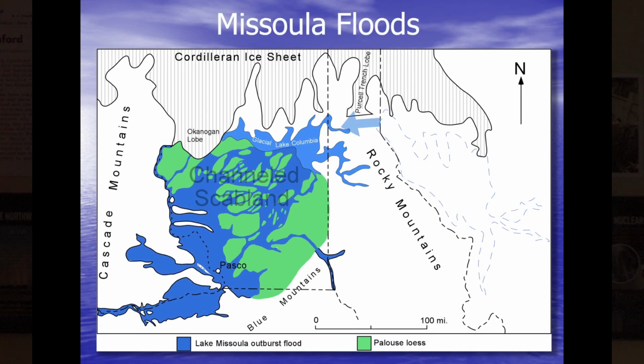So when that ice dam failed, all that water, 500 cubic miles of water, drained out in a matter of a few days or less. It hit Glacial Lake Columbia, and it didn't take much more water from Lake Columbia to spill out across the channel scabland because the Okanagan lobe was in the way, blocking the Columbia River. That diverted all the water out into the channel scabland.